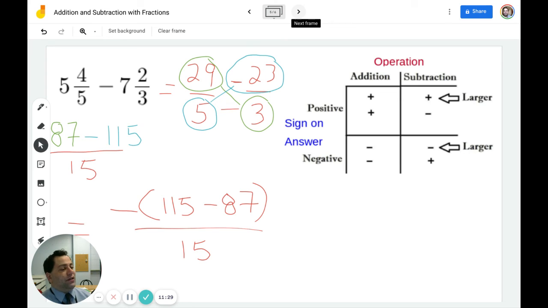So now when I'm subtracting here, I want to focus first on the hundreds and the tens place, right? 11 minus 8 is 3. So that leaves me with 35. 35 minus 7. Well, 35 minus 5 is 30, and 30 minus 2 is going to be 28. Negative 28 over 15, and that cannot be simplified.